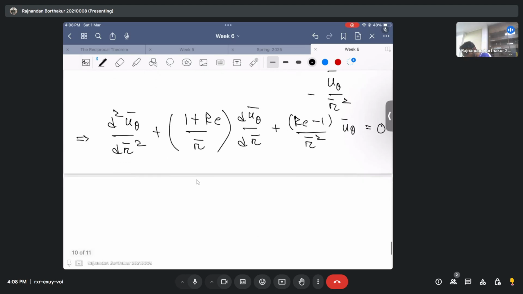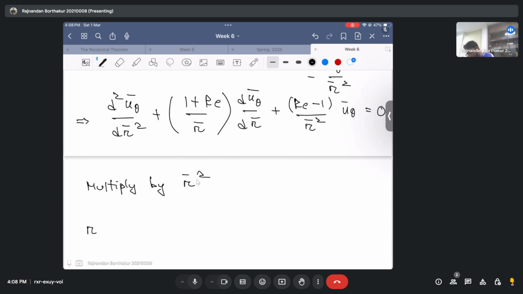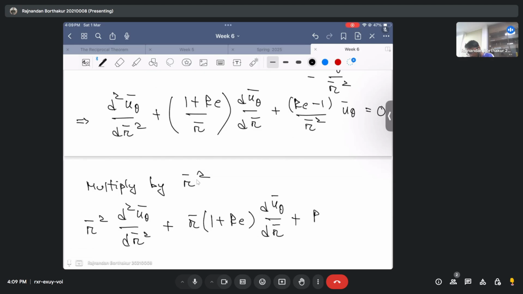So what I'll do is multiply by r bar squared on both sides, and then I'll get r bar squared d2 u theta bar by dr bar squared plus r bar times 1 plus Reynolds number times du theta bar by dr bar, plus Reynolds number minus 1 times u theta bar, and this is equal to 0.